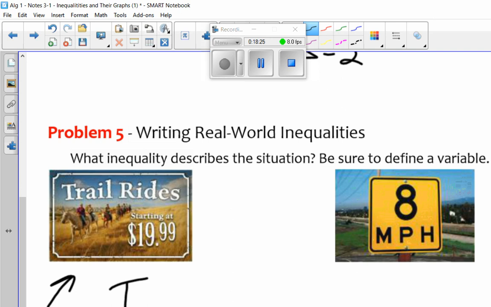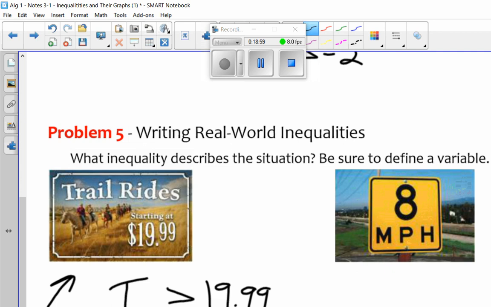They start at 1999. So does that mean that's the highest price, or is that the lowest price? Are there prices that are going to be more than that or less than that? Well, I think they're going to be more than that. So that's going to be greater than. And could I pay $19.99 for a trail ride? Well, that's what it says in the sign. So it could be equal to it, and $19.99.